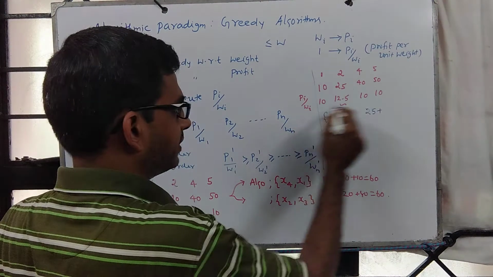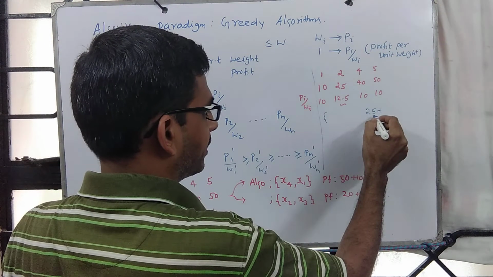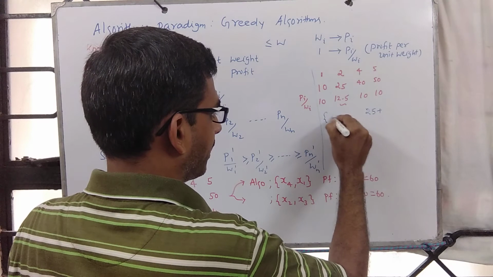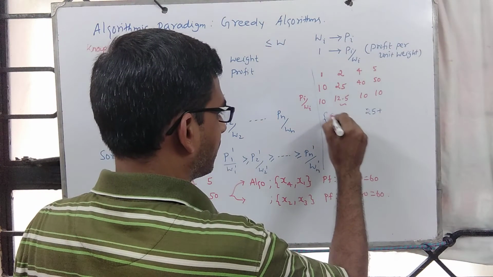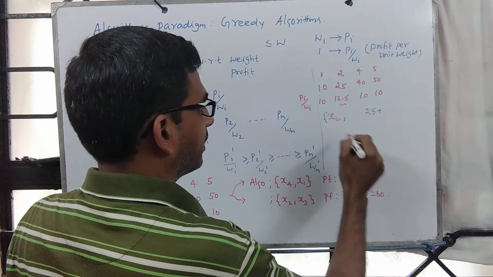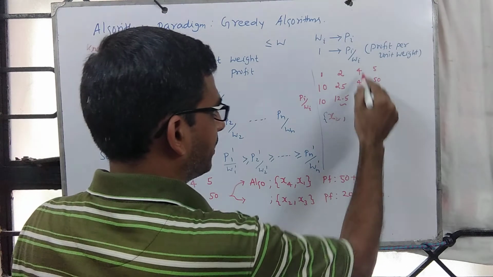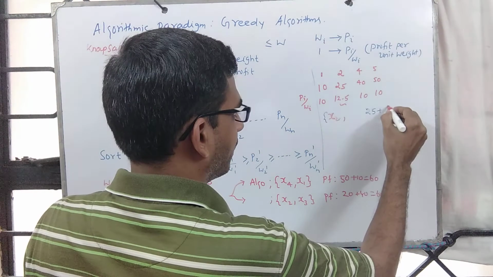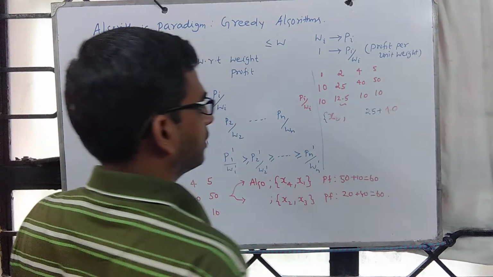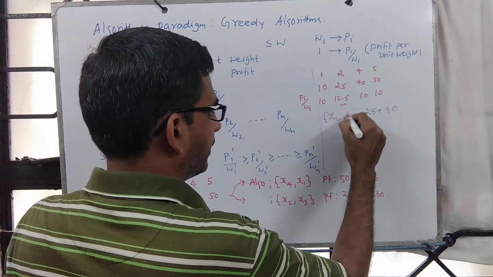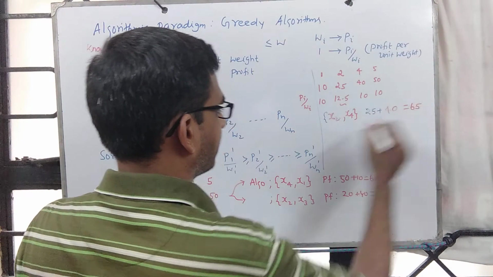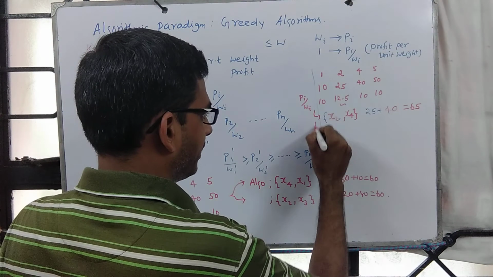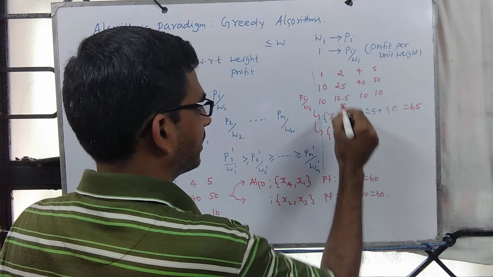So based on this we include x2, and then we see that as per this, the next one is maybe say this. So we include x4. Then the profit earned is 65. But the algorithm can also do this, right?